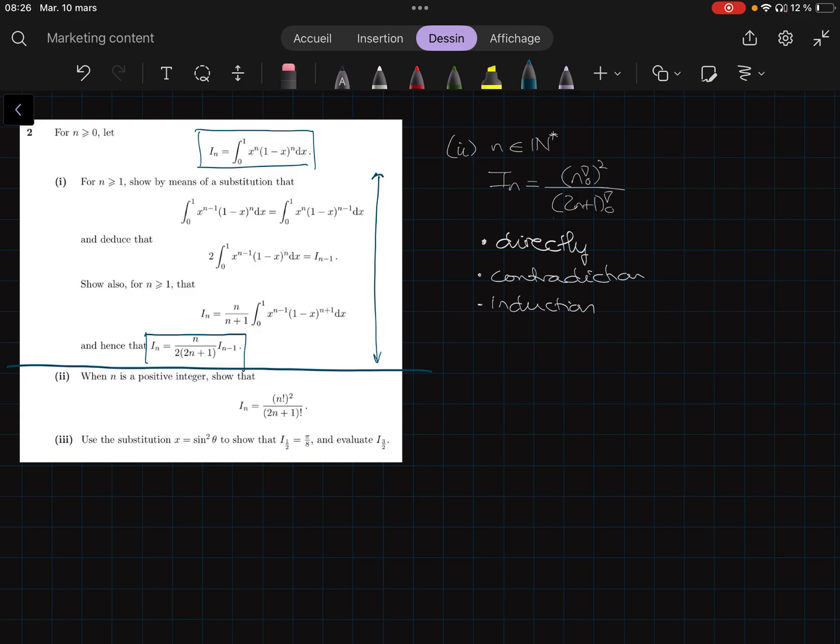Proving it directly would not work. It is insanity because you need to make the factorial appear somehow. Contradiction is not going to work for obvious reasons. So the only option we have is induction. If we are to use induction, then we need to start with a base case.